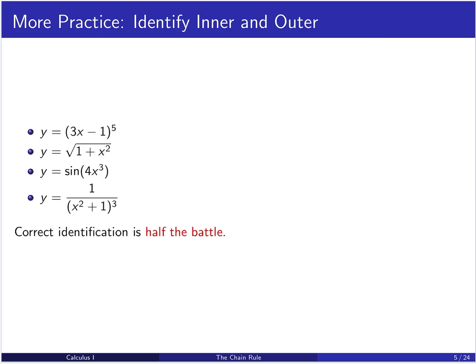For the third, y equals sine 4x cubed. So the last operation is taking sine. So outer equals sine u, inner equals 4x cubed.